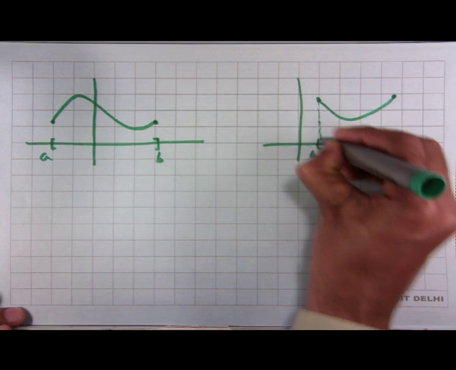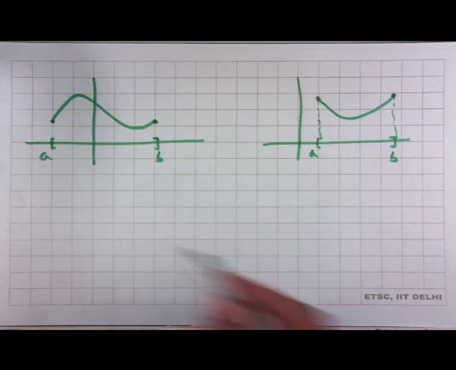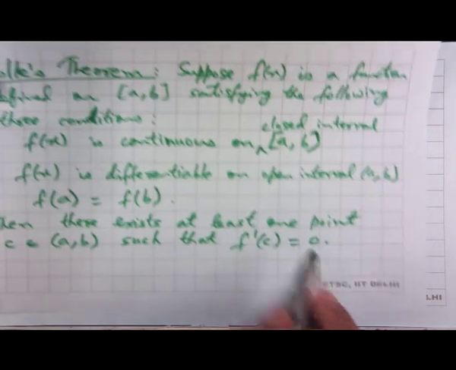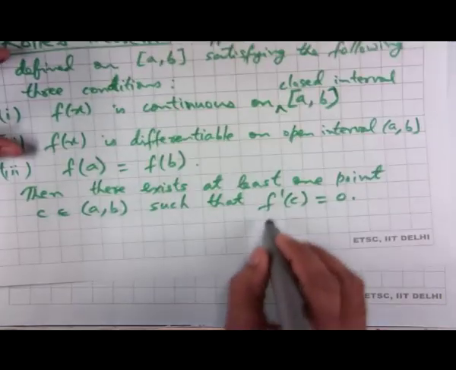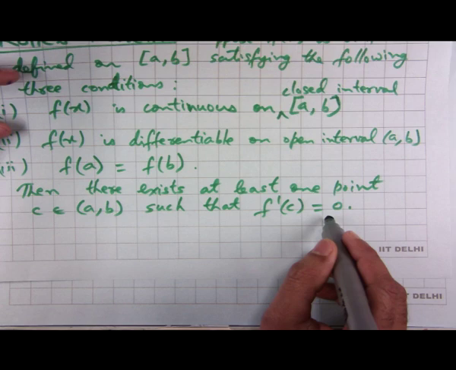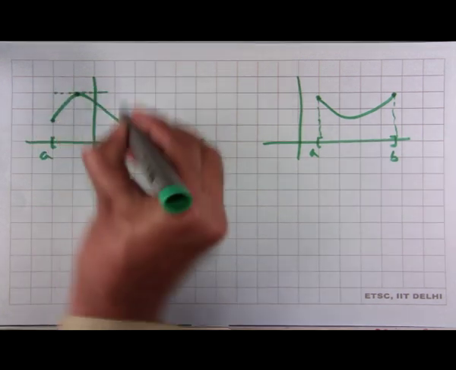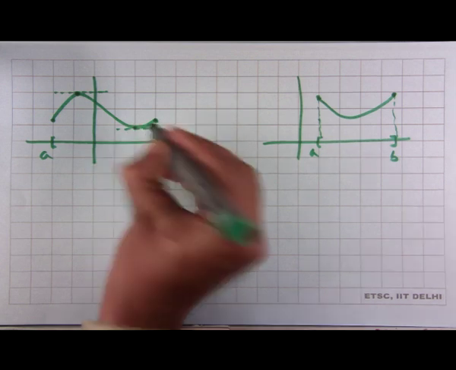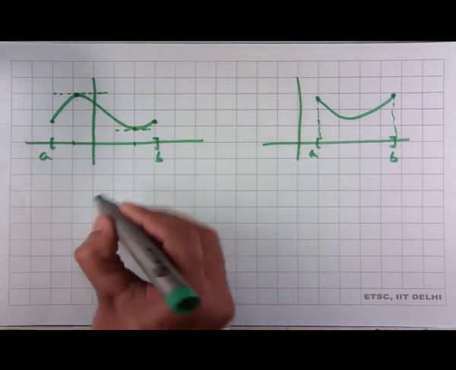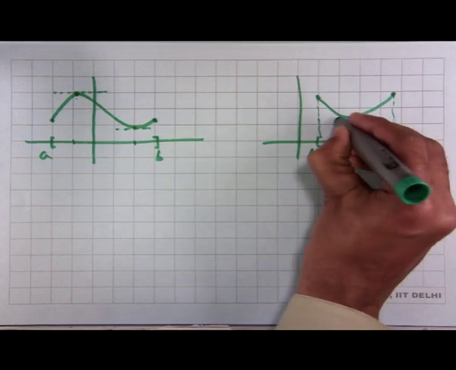So, the conclusion says that there exists at least one point c where the derivative is equal to 0, and we know that the derivative equal to 0 means that the tangent line is parallel to the x axis. Here, at this point, the tangent line is parallel to the x axis, and here also. So, there are two values here where the derivative is 0. Here again we have a value c where the derivative is 0.